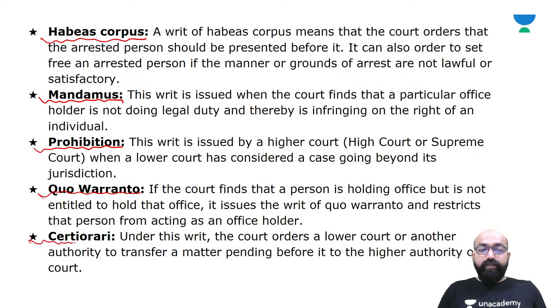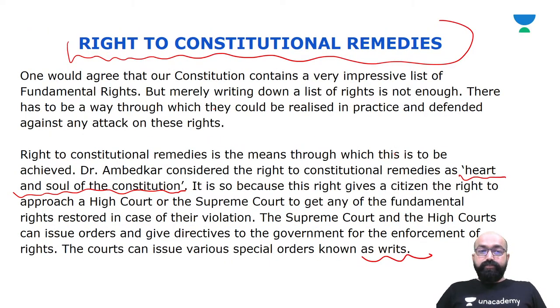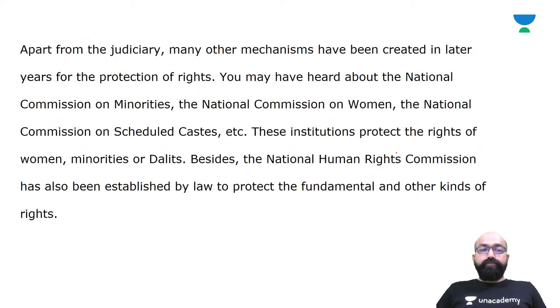And after that, certiorari. Under this writ, the court orders a lower court or another authority to transfer a matter pending before it to the higher authority or court. Certiorari. So habeas corpus, mandamus, prohibition, quo warranto and certiorari, these are the writs. So, rights to constitutional remedies.